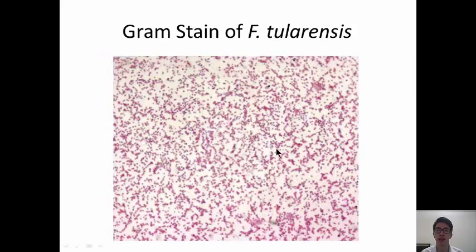Here is a gram stain of F. tularensis. As you can see, it is gram-negative, and it is quite hard to determine if it's cocci or bacilli.